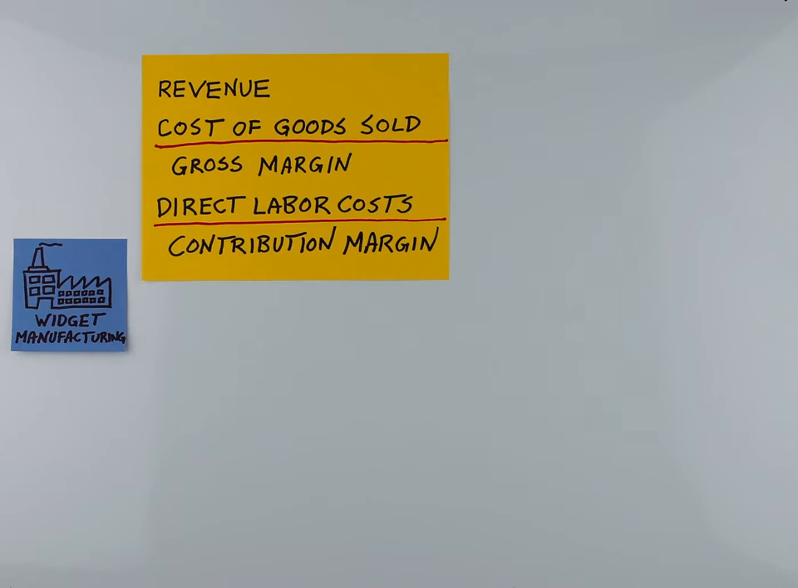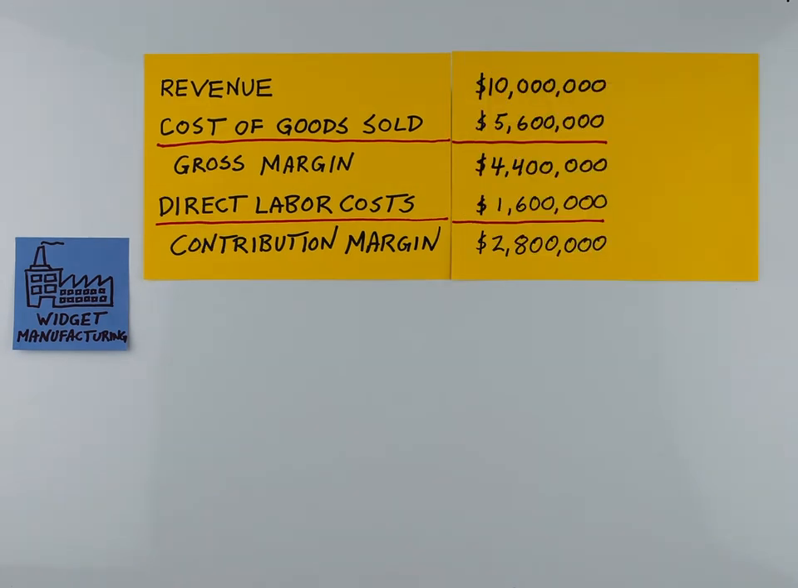So widget manufacturing, we're going to take a look at their P&L, starting with the top half. So we're going to look at revenue, less cost of goods sold, that leaves us our gross margin, and then we'll subtract out our direct labor cost, and that leaves us our contribution margin. So widget manufacturing does revenue of $10 million. They've got $5.6 million of cost of goods sold. That leaves us with a gross margin of $4.4 million. Now our direct labor cost is 1.6 million, and that leaves us with a contribution margin of 2.8.